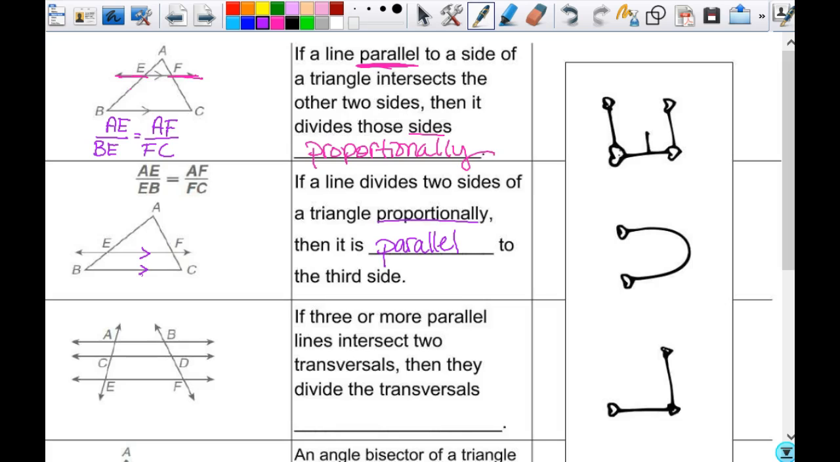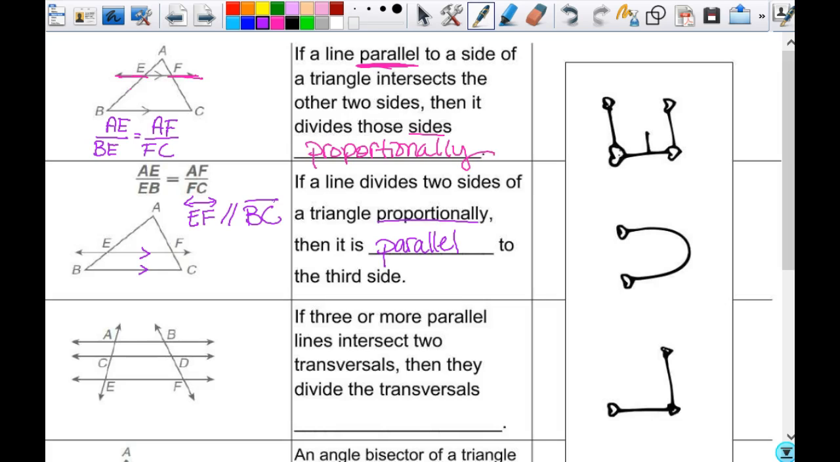Okay? That's not an assumption. Okay? My conclusion would be that line EF is parallel to line segment BC. So no, they didn't tell me that, but I was able to conclude it based on this converse. Everybody okay with all that?